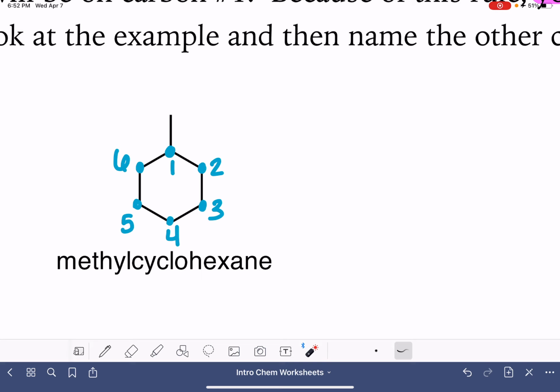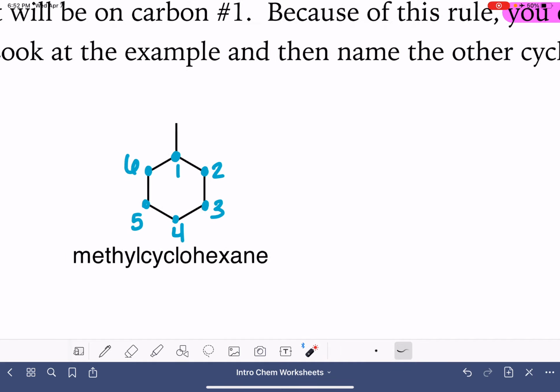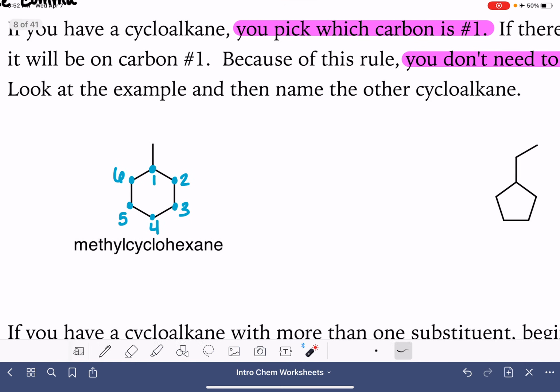It is implied that that branch is going to be on carbon number 1. In fact, it's incorrect to say 1 in the molecule's name. So for this molecule's name, we just jump straight to the name of the branch. Methyl cyclohexane is the parent name.